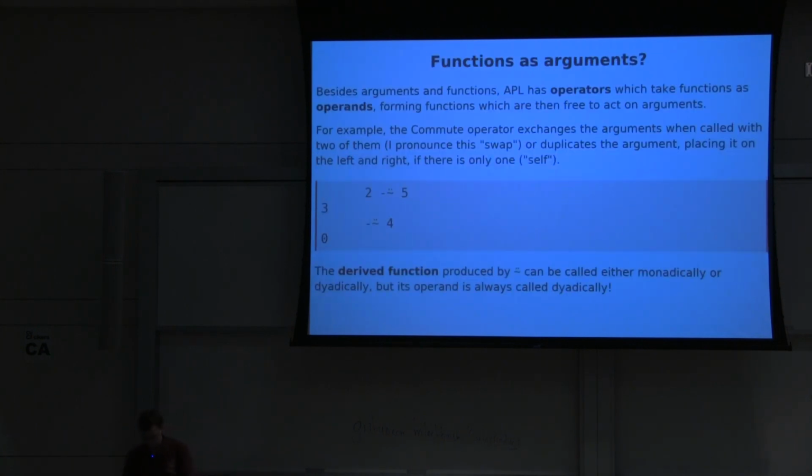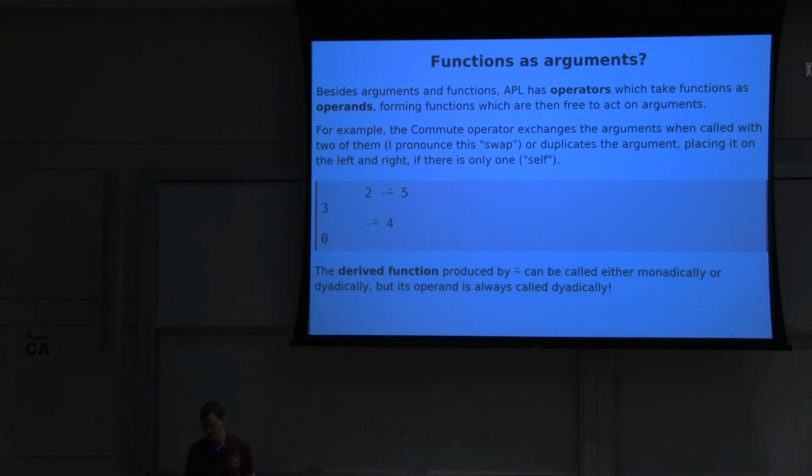Now, I said you can't take functions as arguments, and this is true because when you pass them to other things, they're called operands. So functions are not first-class citizens in APL. They're second-class citizens where arguments are first-class citizens. But we also have operators, which are kind of third-class citizens. So they're higher-order functions. And what an operator does is apply to one or two functions as its operands. And then this can be applied to one or two arguments as its arguments.